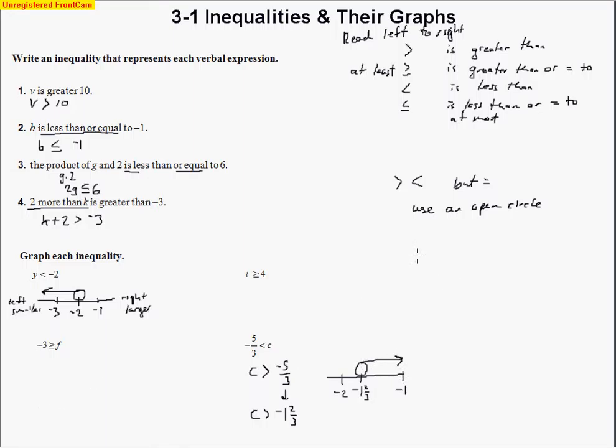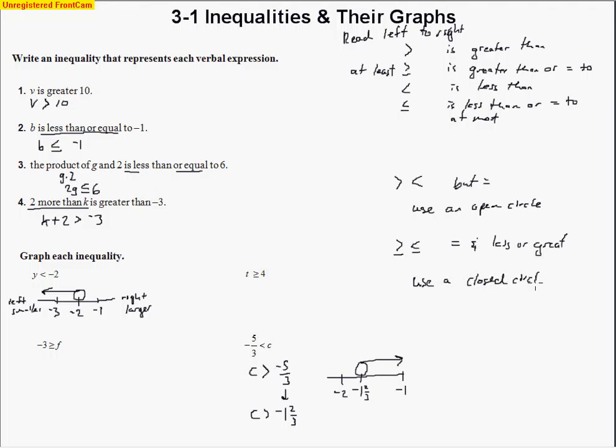So now we have another symbol, and it's the inequality that has the line underneath. It means it equals. So it equals and is either less or greater. And so when it's equal to, that means we're going to end up using a closed circle. And the closed circle means that point is a solution.